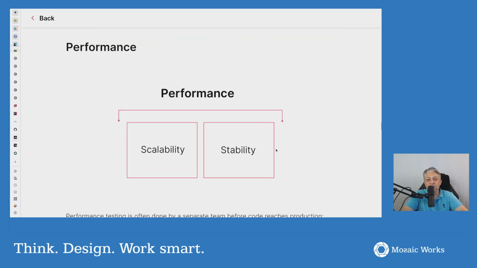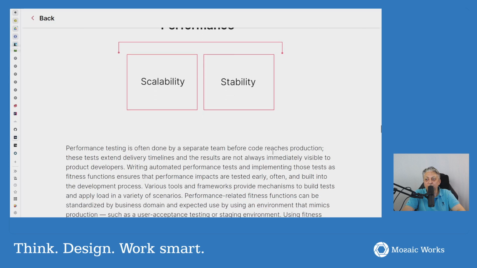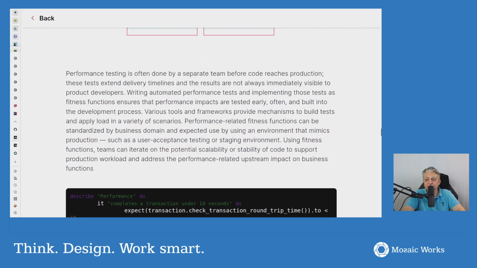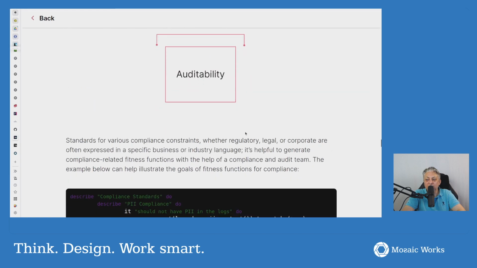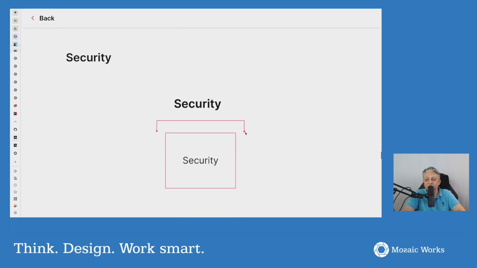And sometimes you'll need to have additional things. I'm thinking, for example, of privacy: maybe you don't want to have names and email addresses in logs. This could be one example of a negative fitness function, actually a constraint, things that you constrain in your code. Then performance is about scalability and stability, compliance about auditability, security.